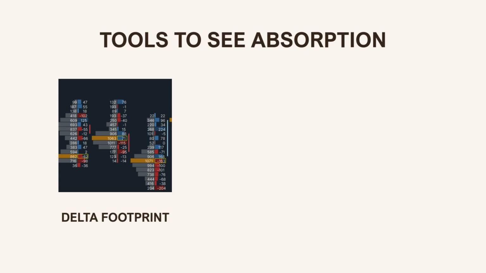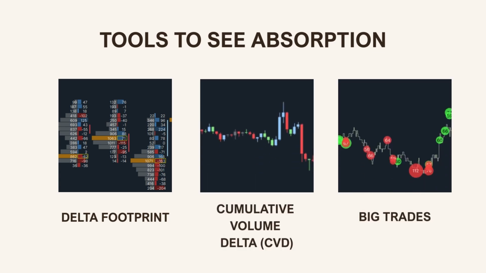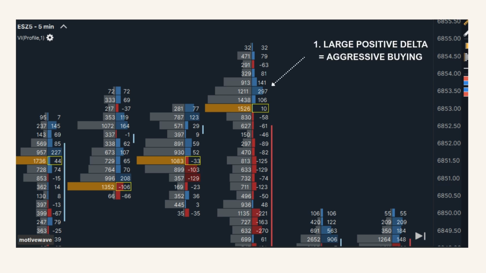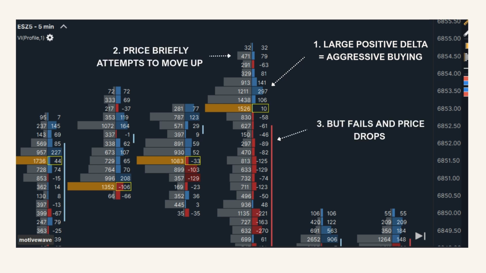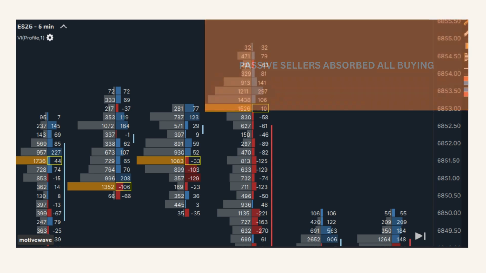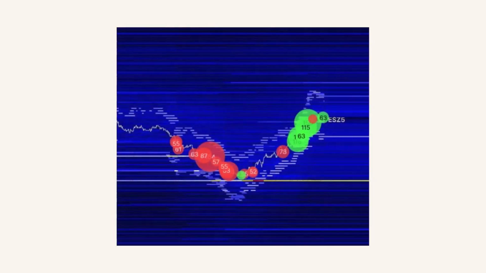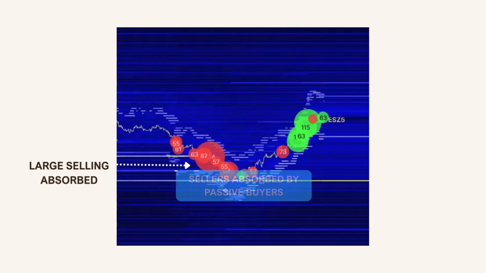There are multiple tools for this: delta footprint charts, CVD, big trades, and more. For example, on a delta footprint, you might see strong positive delta at the top of a range, clearly a lot of aggressive buying, but the market doesn't break higher. That almost always suggests passive sellers are sitting there in size. Or, with a big trades tool, you may see clusters of large aggressive sells into the lows, but no continuation. That's absorption from passive buyers. Then, as soon as an aggressive buyer steps in, price finally rotates.